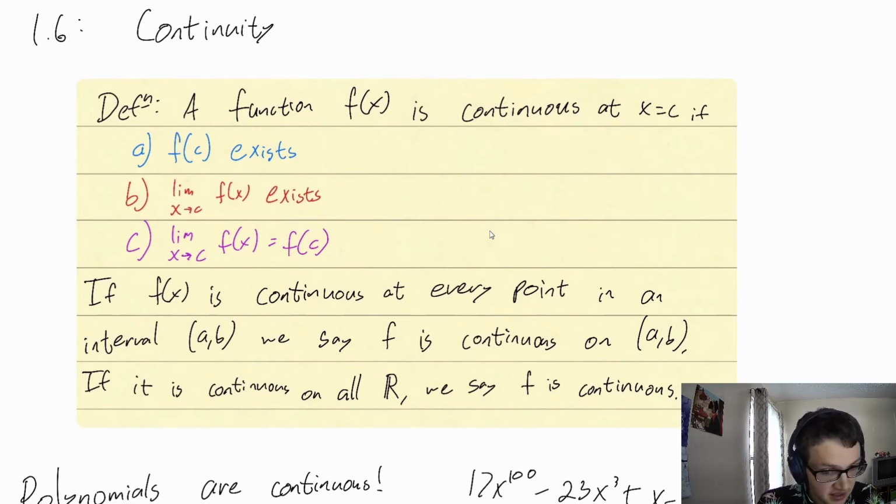The next and kind of last section in chapter 1 deals with continuity. So a function, f of x, is continuous at x equals c if we have 3 things. 1, f of c has to exist. If the function isn't defined there, it's not going to be continuous. 2, the limit as x approaches c has to exist. And 3, the limit and the function have to agree. If f is continuous at every point on an interval ab, we say that f is continuous on ab. And if it's continuous on all the real number line, we say it's just continuous.